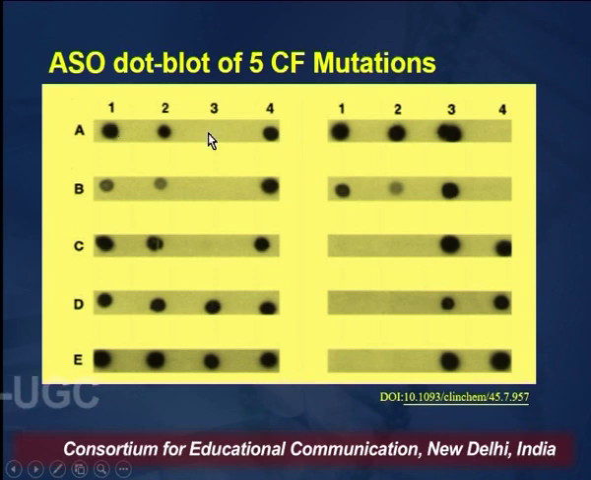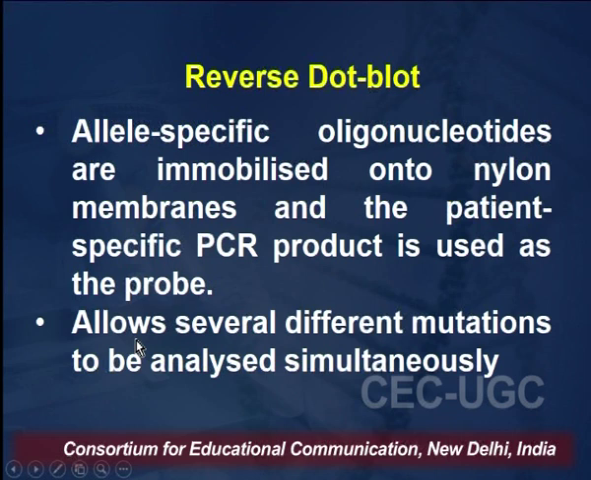But if we have chips where the ASO probe, a normal probe and a mutated probe, are on the membrane, and then we use the patient specific amplicon, this is a reverse dot blot analysis. It allows several different mutations to be analyzed simultaneously. So, you do not require that for each genomic DNA we use a mutant probe to identify. We can in fact have chips where different mutant probes are loaded onto the membrane and the patient DNA amplicon is loaded onto that, and therefore identify where the signal is coming. So, it is termed the reverse dot blot method.